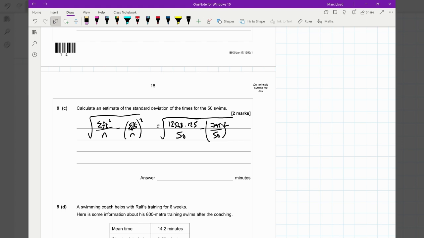So square root, fraction button, 12568.125 over 50, take away, open bracket, fractions button, 792 over 50 squared. Oh, wonderful. 0.6759437846, which I will round to 0.676.